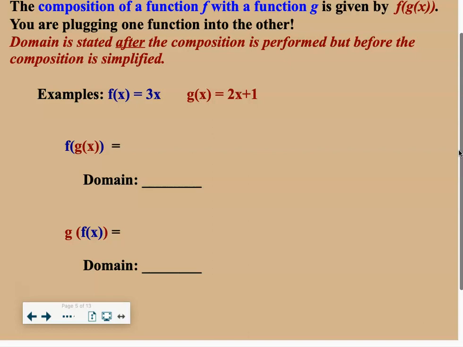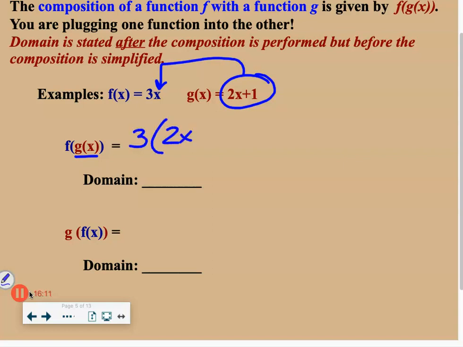Work together. Slowly. So f of g of x means you're going to take your g of x function and plug it in for x in your f of x function. It's f of g of x, so g of x is what gets plugged in for the x in your f of x function. So f of g of x would be 3 times 2x plus 1.